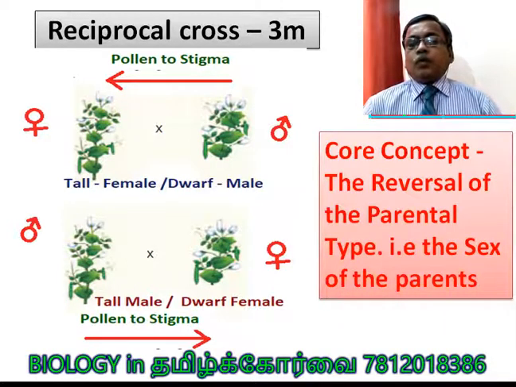Now what we could understand from this is, the sex is not having any influence in the expression of the character, the tall and dwarf. In both ways, the progenies are tall. So we could say, by the reciprocal cross, we are able to say the sex is not having any influence over the expression of tall and dwarf.